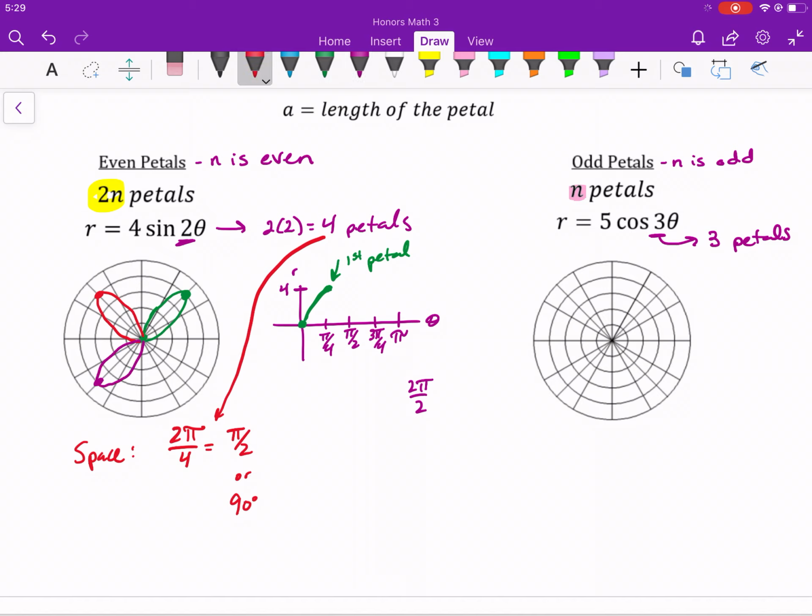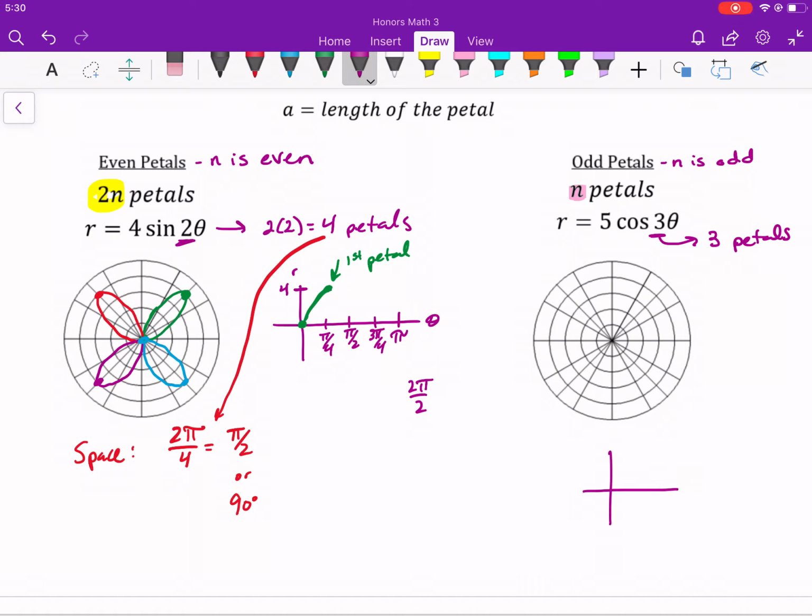And then our last one will be here at 315 degrees. Voila. So there is your petal, or your rose curve with 4 petals. Amazing. So if I go to the cosine one, same idea.